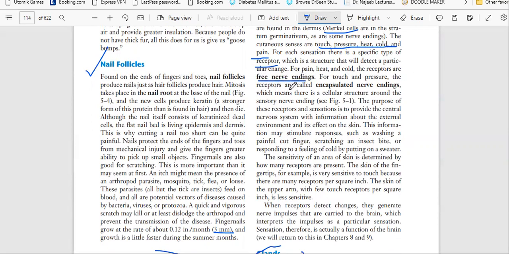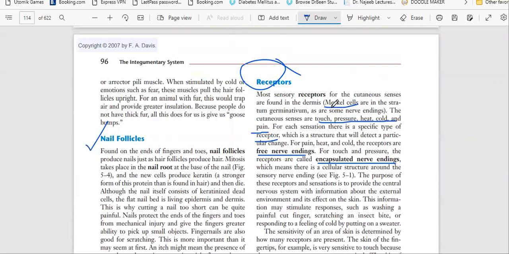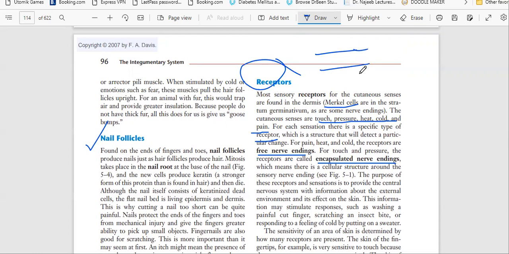For touch and pressure, the receptors are called encapsulated nerve endings, which means there is a circular structure around the sensory nerve ending. So basically, we have receptors which take the signal from the outside environment to the inside environment. Basically, we have the skin here. This is the epidermis and dermis.